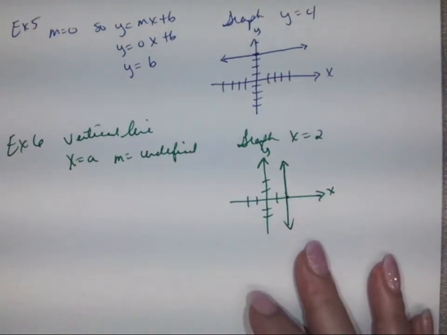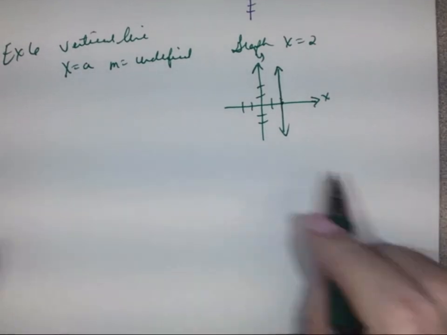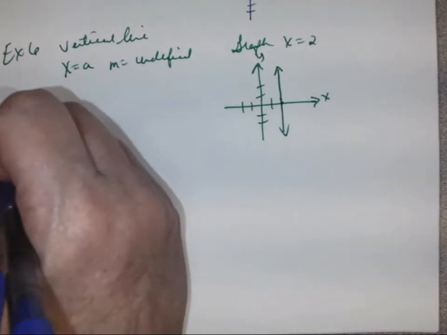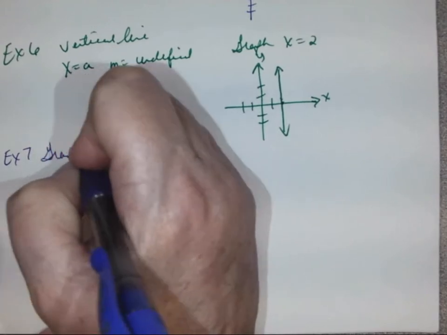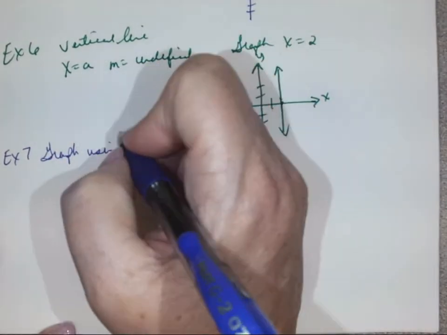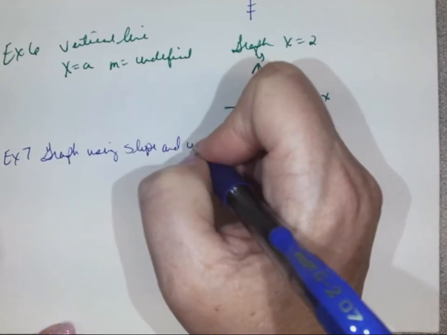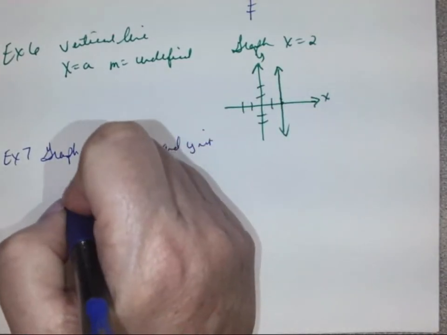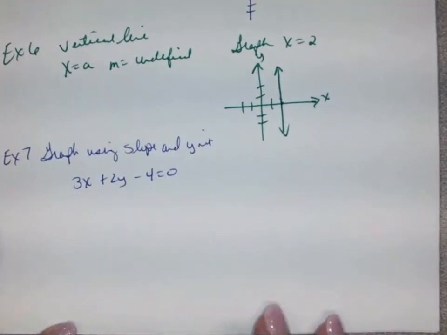All right, so let's graph. This will be example 7. We're going to graph using slope and y-intercept for 3x plus 2y minus 4 equals 0.